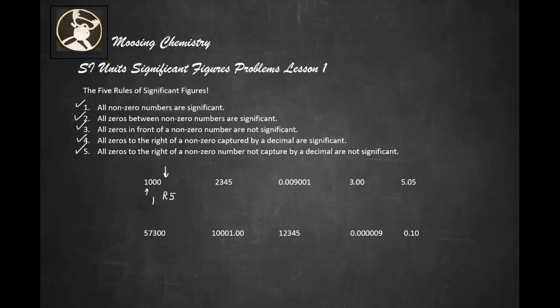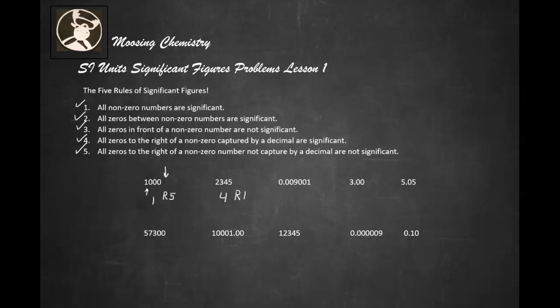2,345. Well, there are 4 significant figures here, and we're going to use Rule 1 to justify this. Rule 1 says that all non-zero numbers are significant. All those numbers there, 2, 3, 4, 5, are non-zero numbers. Okay, let's look at the next one here.